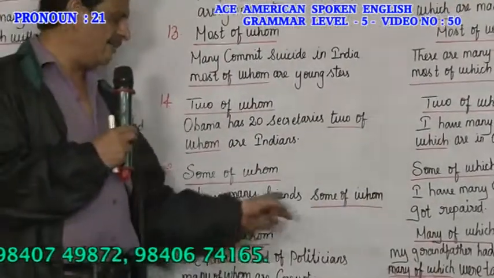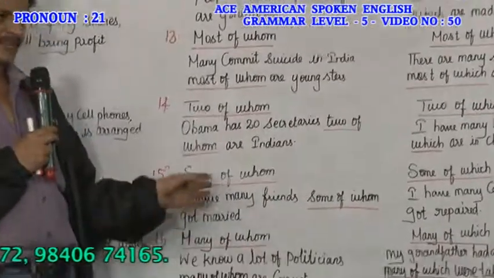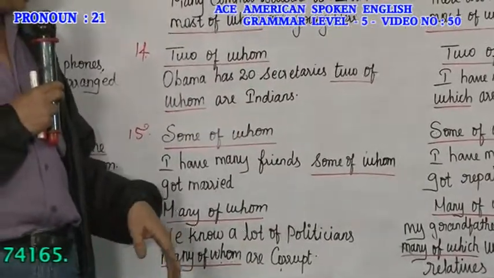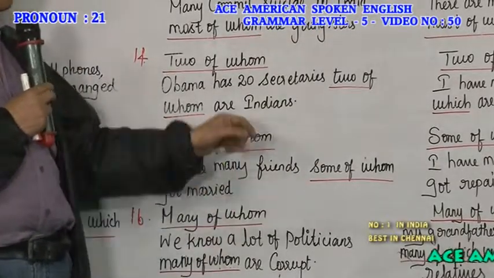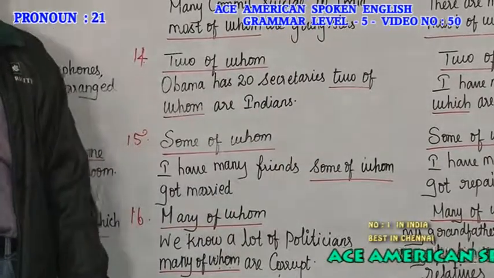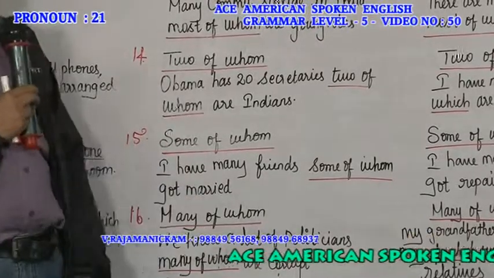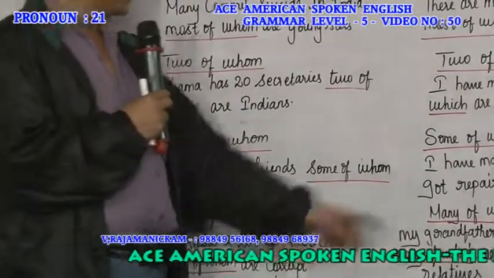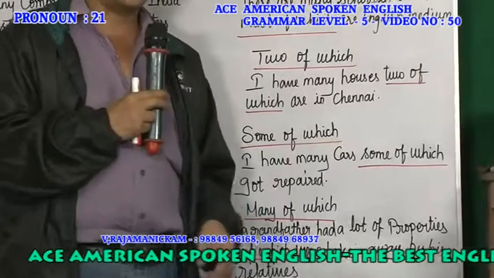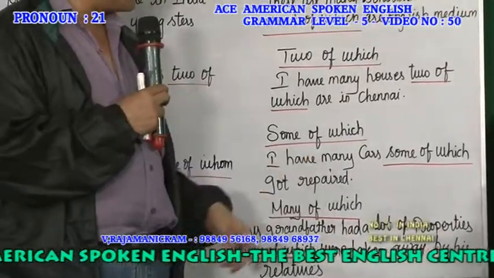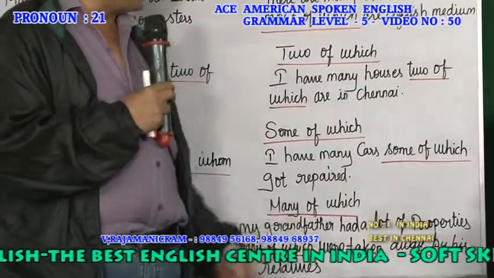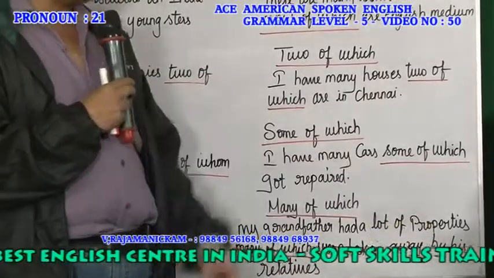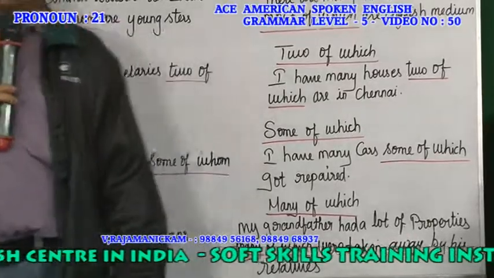Next coming here. Some of whom. I have many friends. So I is the subject, have is the verb. Many friends becomes the object. Some of whom. So this whom stands for many friends. Some of whom, out of the many, some got married. Next, some of which. I have many cars. So I becomes the subject, have becomes the verb, many cars becomes the object. So many cars, you are mentioning with which. Some of which got repaired.